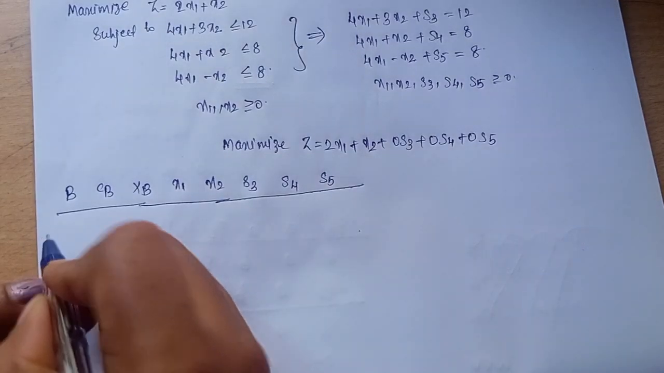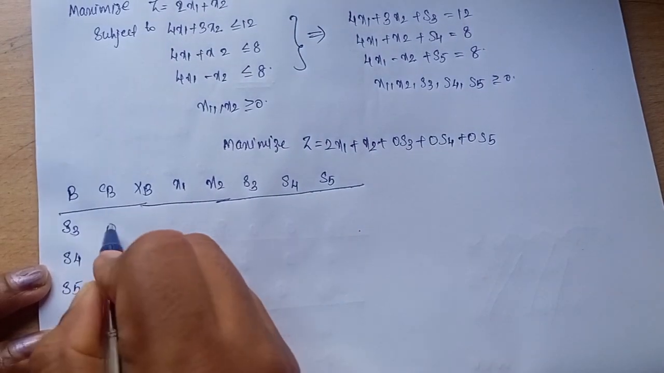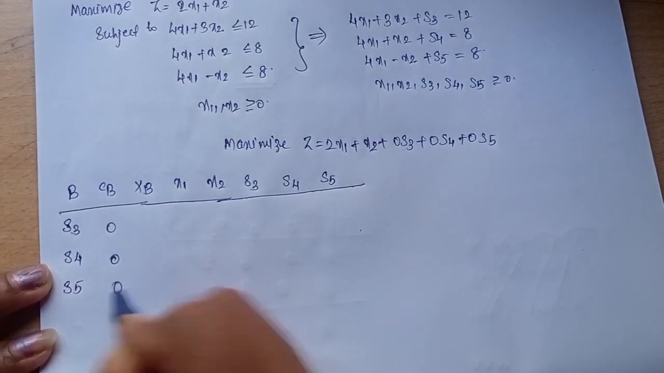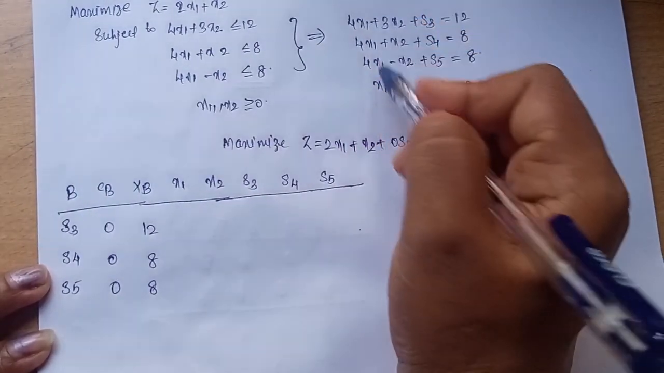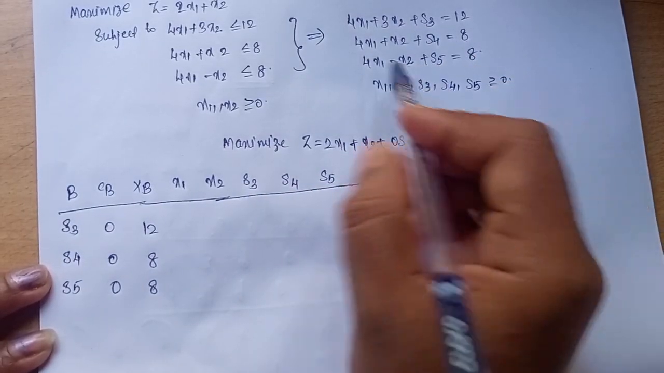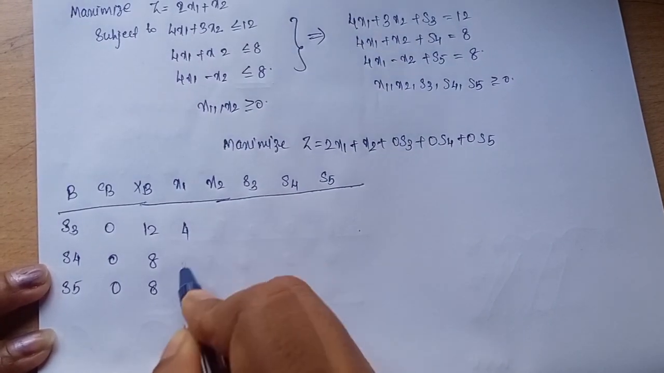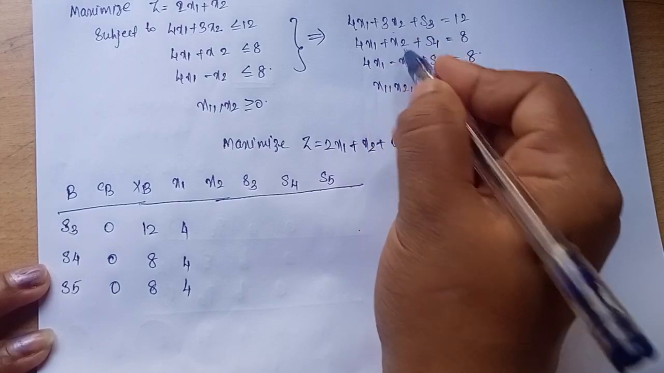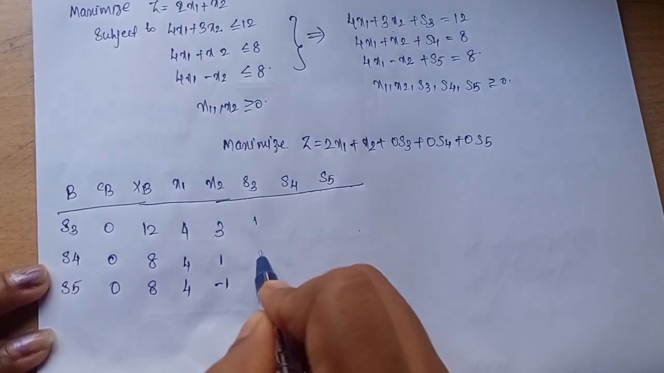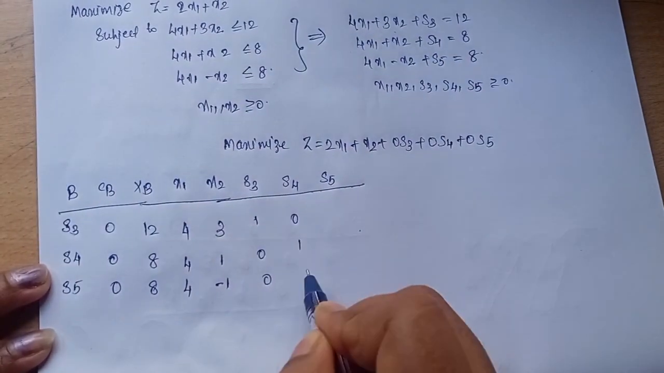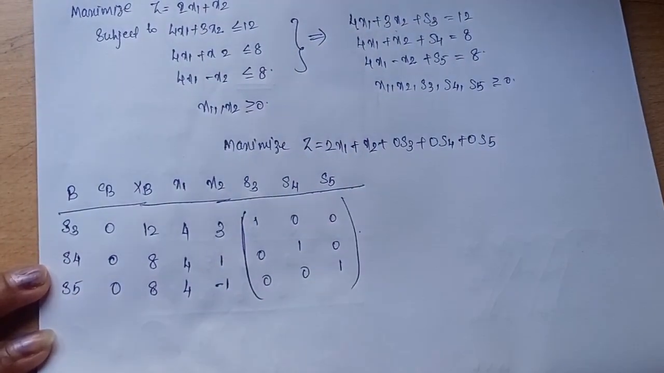So here the basic variables are S3, S4, S5, and its coefficients in z are 0, 0, 0, and the right hand side values are 12, 8, 8. The coefficient of x1 is 4, 4, 4. Coefficient of x2 is 3, 1, minus 1. Coefficient of S3 is 1, 0, 0. Coefficient of S4 is 0, 1, 0. And coefficient of S5 is 0, 0, 1. So this is the identity matrix.